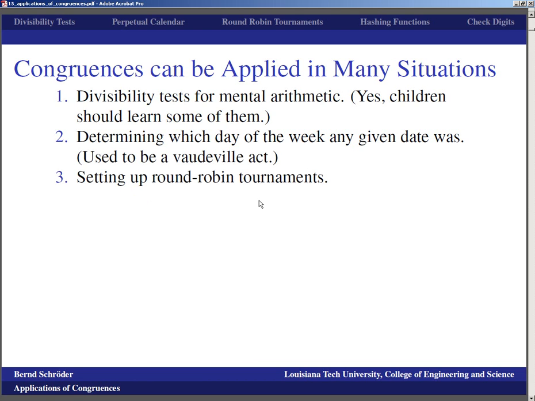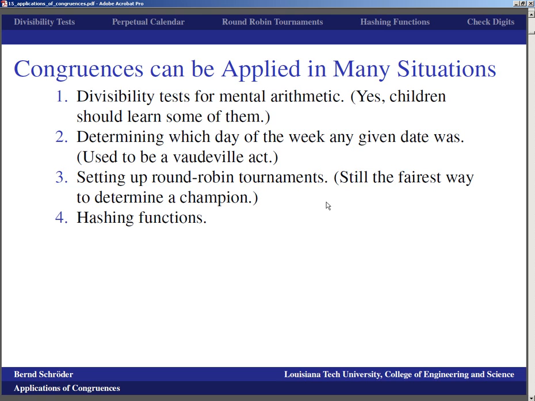Setting up round-robin tournaments, well, that's something where, because I grew up following German soccer, I'm somewhat biased, and I still think that that is the fairest way to determine a champion, because when everybody has to play each other, and if you don't do that in a neutral location, maybe even with home and away games, well, then really nobody can say, well, we had a bad day, because if everybody plays everybody, well, then everybody will have a bad day every so often, and the ones who don't are the ones who are champions, and they're champions for a reason. Hashing functions.